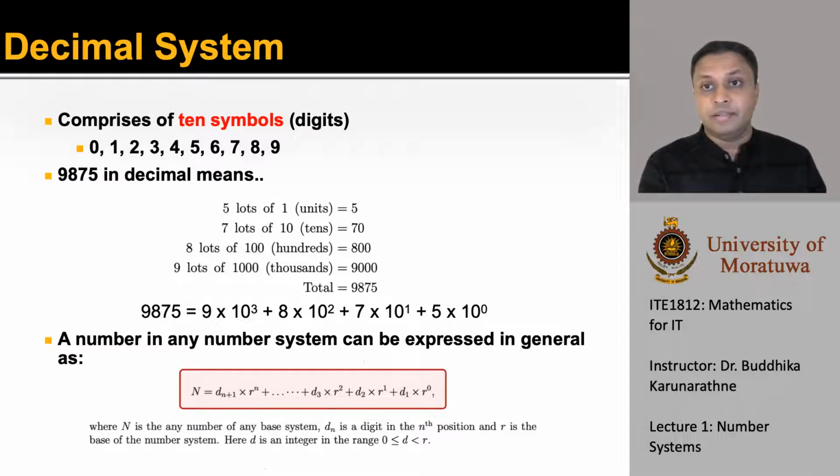We can represent a number in any number system in general form with this formula. So what is n here? It's a number of any base system, and d_n is the digit in the nth position, and r is the base of the number system. So for the above example, r is 10, and d is an integer in the range from 0 to r minus 1.